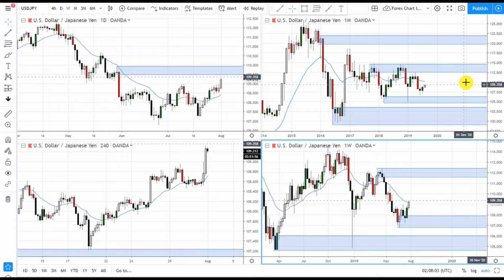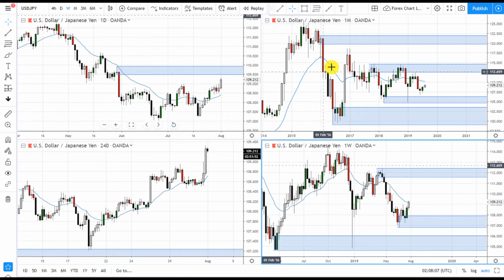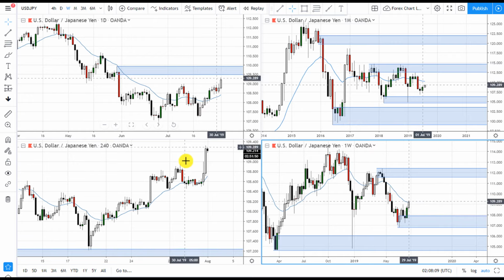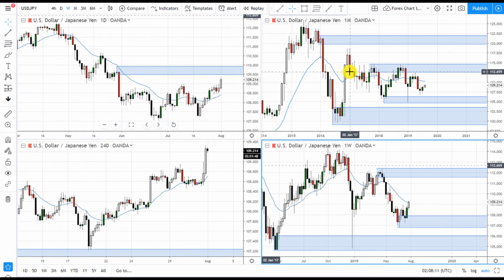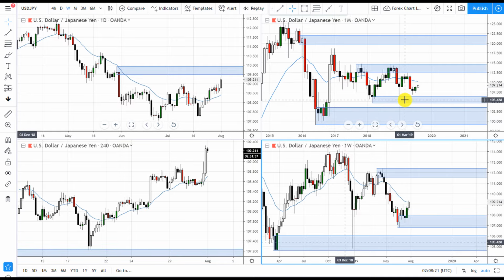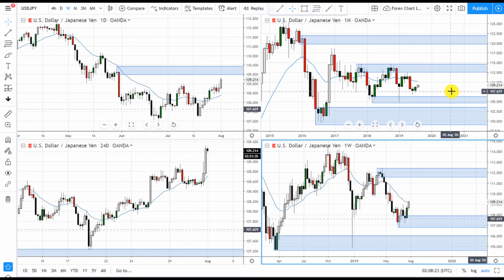Let's take a look at the monthly first. On this chart, I changed it up a little bit. I'm doing monthly, weekly, daily, and 4-hour. But just keep in mind that you want to use only 3 time frames. If you use any more than that, too much redundancy. Alright, let's take a look at the monthly first and then we'll go down the line.